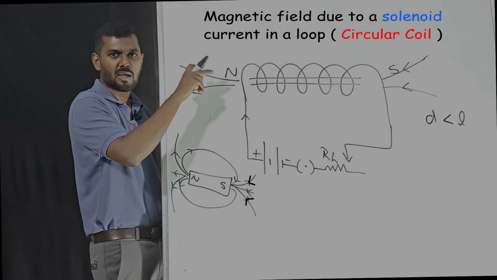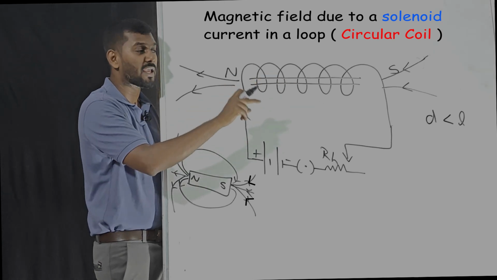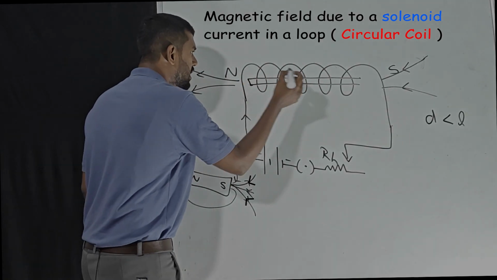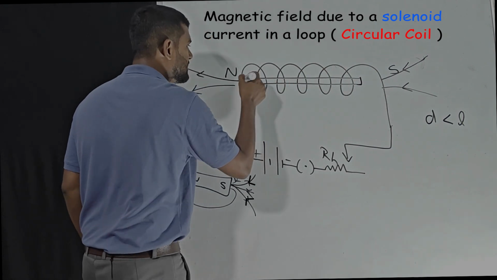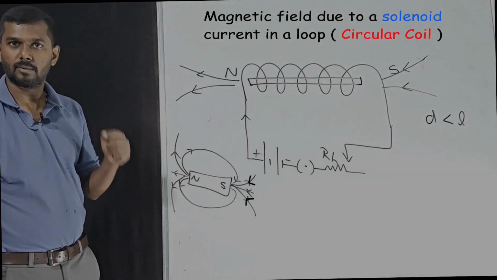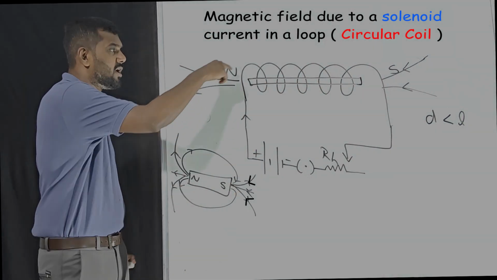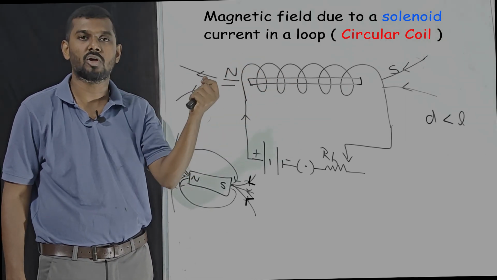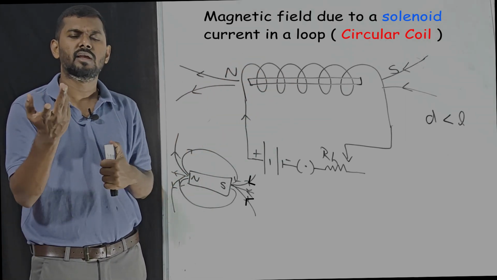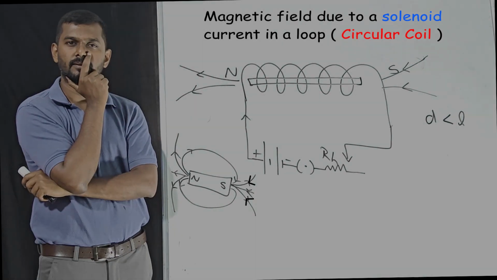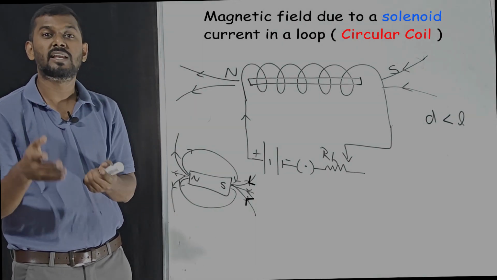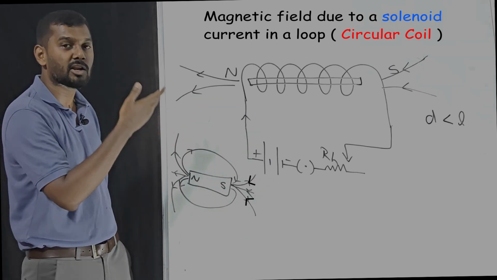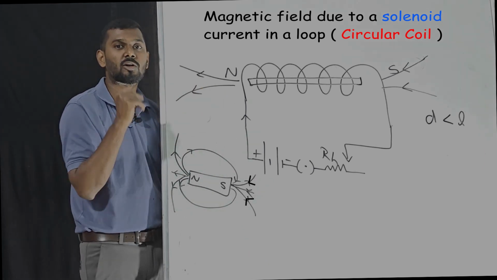So inserting a soft iron in the axis of the solenoid. Assume we are inserting a soft iron inside this solenoid. By inserting a soft iron inside a solenoid, in the axis of the solenoid, the magnetic field will be increased. How is that possible? Very simple. See, these are the basics. These are the basics of electromagnets. This is nothing but an electromagnet.